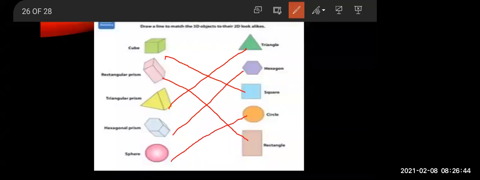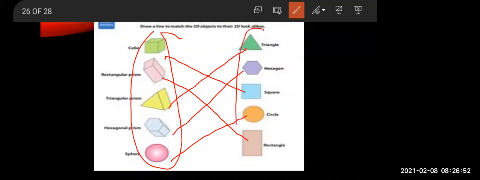So see, you can see the shapes. All the left side are 3D shapes and all the right side are 2D shapes. Okay, well done. You all are experts.